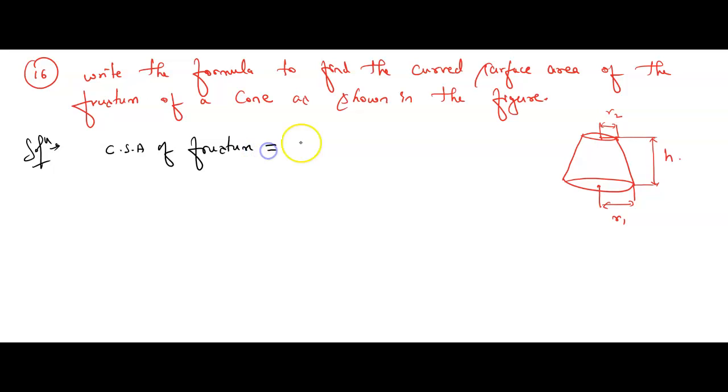Children, here no need to mug up. First you just remember the cone formula. What is the curved surface area of a cone? Pi r L. Correct. Here where is r? Instead of r, what can you write? You have to write r1 plus r2.